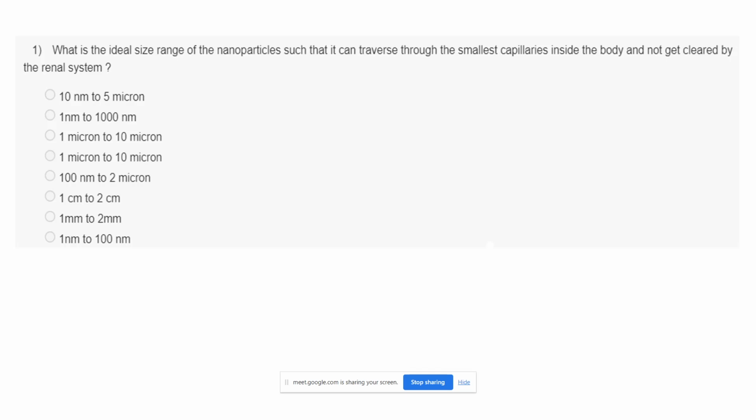What is the ideal size range of the nanoparticles such that it can traverse through the smallest capillaries inside the body and not get cleared by the renal system? Options are 10 nanometer to 5 micron, 1 to 1000 nanometer, 1 to 10 micron, 1 micron to 10 micron. Okay, I think the same option is repeated. 100 nanometer to 2 micron, 1 centimeter to 2 centimeter, 1 mm to 2 mm, 1 nanometer to 100 nanometer.